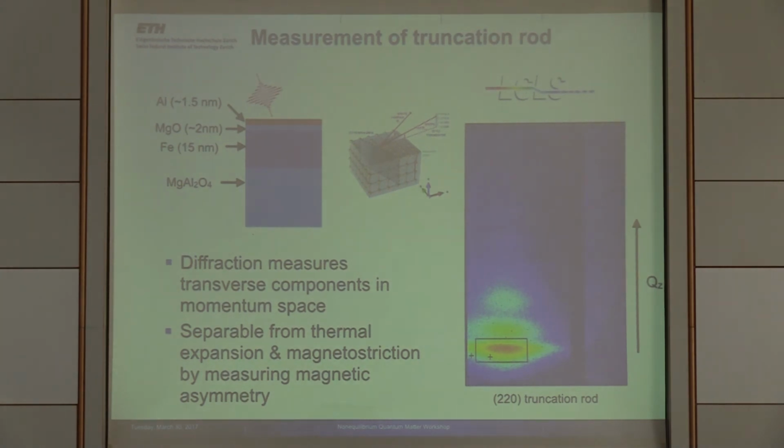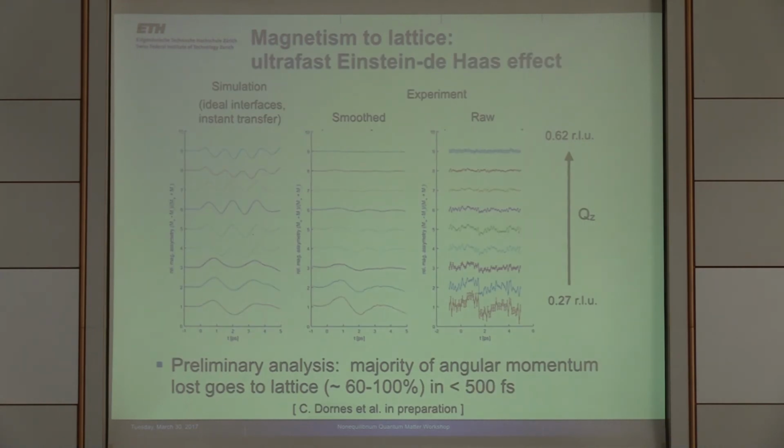And you see in the time domain periodic modulations of the intensity, and if you take the Fourier transform of that, that gives you the phonon frequency. So you can actually map out phonon dispersion relations in this way. So this is showing some of the data.